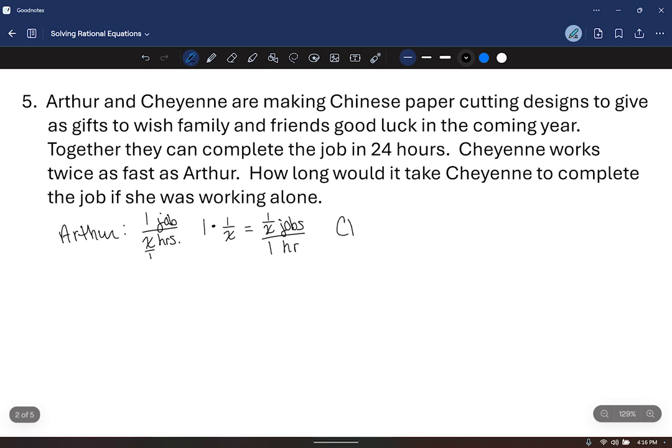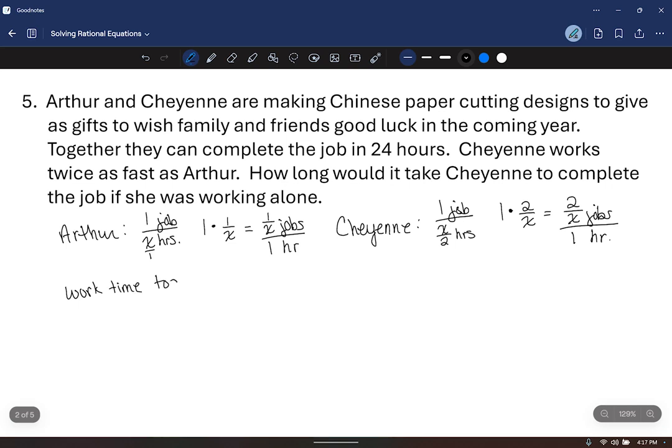All right, so let's talk about Cheyenne. They tell us that Cheyenne can work twice as fast. So she can do 1 job, instead of x amount of hours, that would be x amount of hours divided by 2, in half the time because she works twice as fast. All right, so I'm going to keep my 1 on top and then flip my bottom. So that gives me 2 over x jobs in 1 hour.